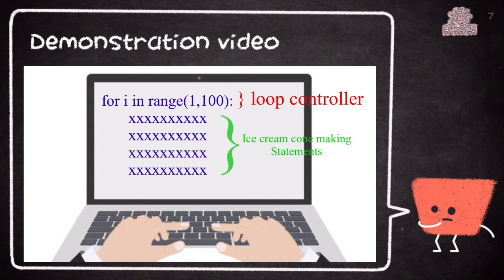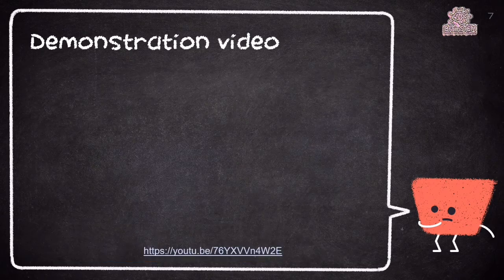There are different kinds of loops, but all loops have one thing in common: a stopping condition. The loop will continue to run until the condition is reached. Just like making 100 ice cream cones, or the condition can be when we run out of cones. There are two different kinds of looping syntax we will learn.